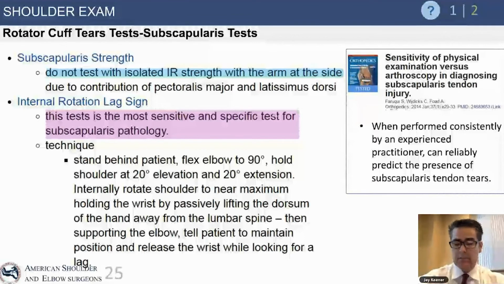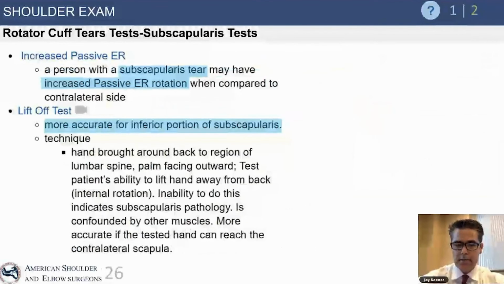They have to have really good passive motion to interpret this as a true positive, though. So not everybody has the available range of motion to get there. Other signs of a subscapularis deficient shoulder are increased passive external rotation and a liftoff test.